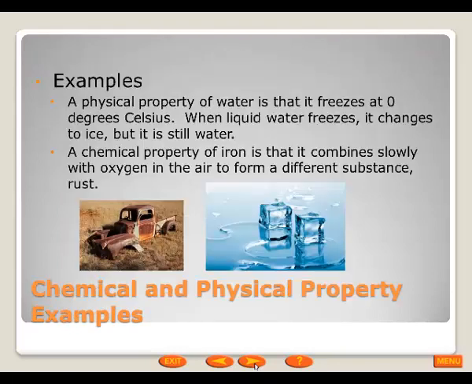Other examples. A physical property of water is that it freezes at 0 degrees Celsius. When liquid water freezes, it changes to ice, but it's still water. A chemical property of iron is that it combines slowly with oxygen, and it forms a substance called rust. So both of these are examples of chemical and physical properties. Now if we were to take that truck and we were to take the fenders off and maybe grind it down, we would be changing it physically. It would still be iron, it would just be broken down iron into smaller sections.